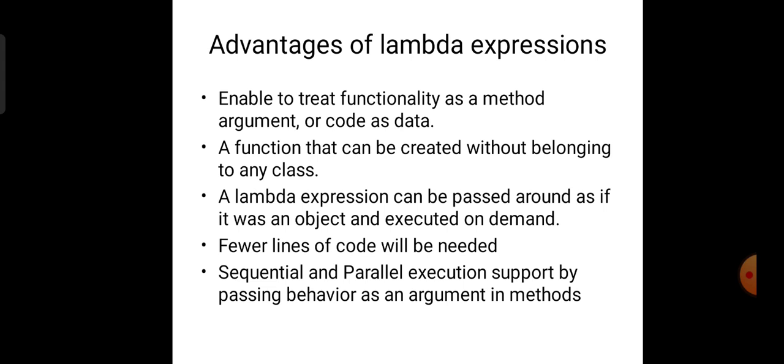So we create the function, and the interfaces are used only for the lambda expression, not to create classes. So a class file is not created for the lambda expression. Then the lines of code are executed shortly. Then the function is treated as a method, so arguments can be passed easily. Fewer lines of code are needed, and sequential and parallel execution is supported by the lambda expression. These are the advantages of the lambda expression.